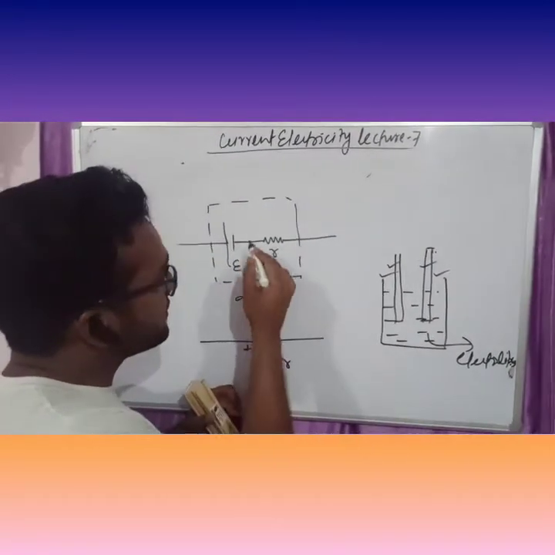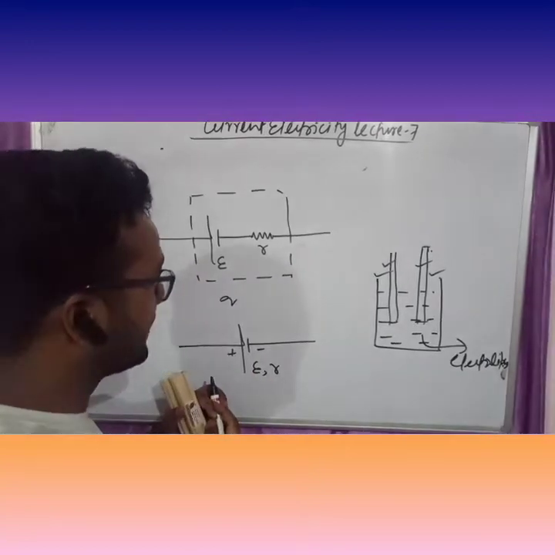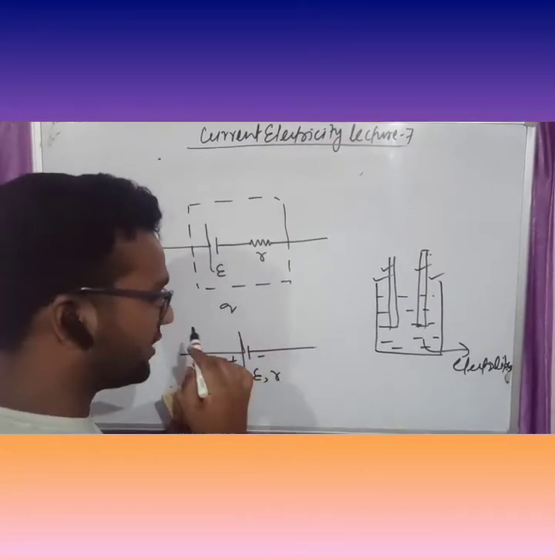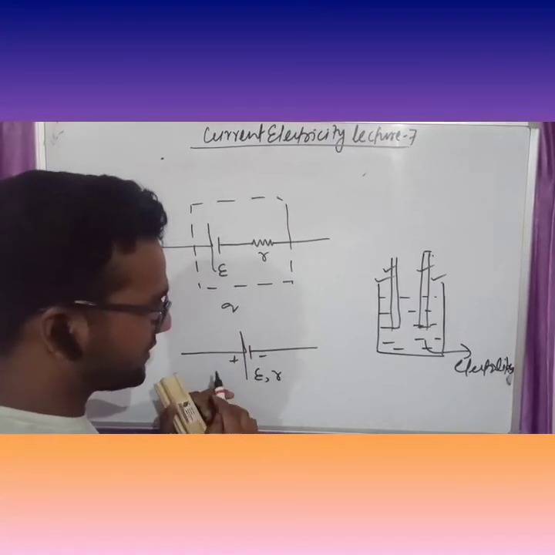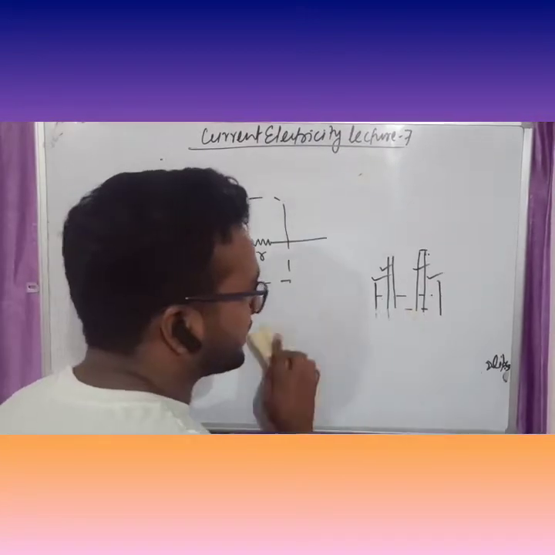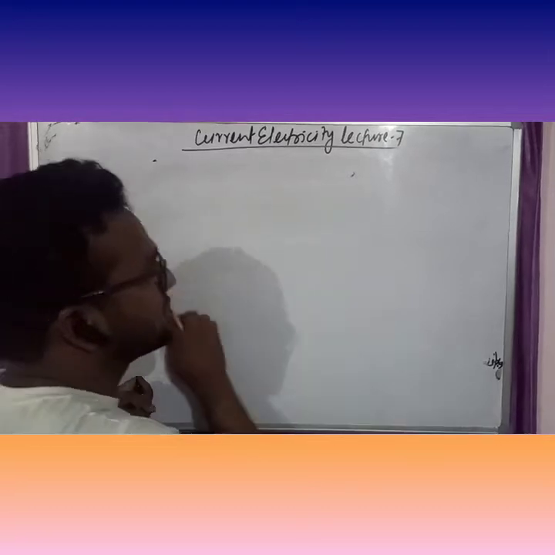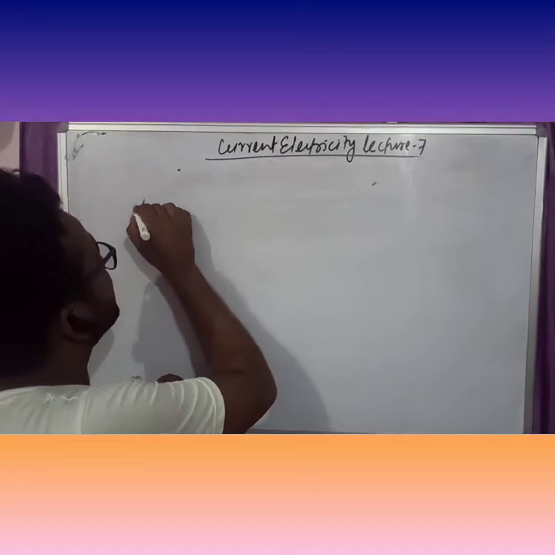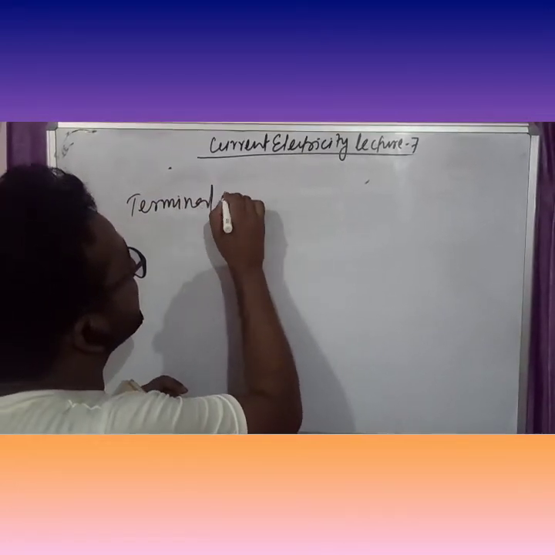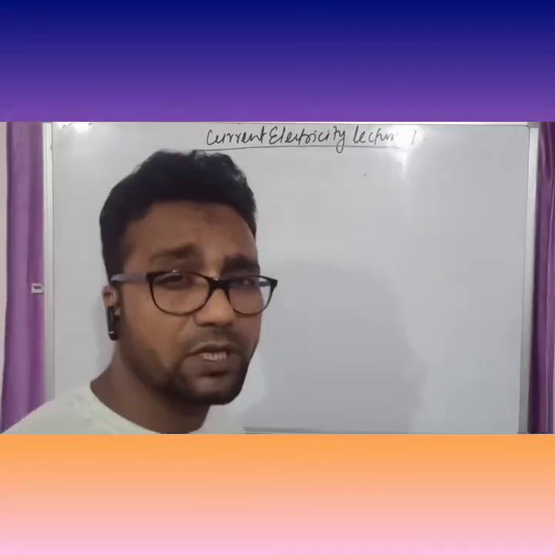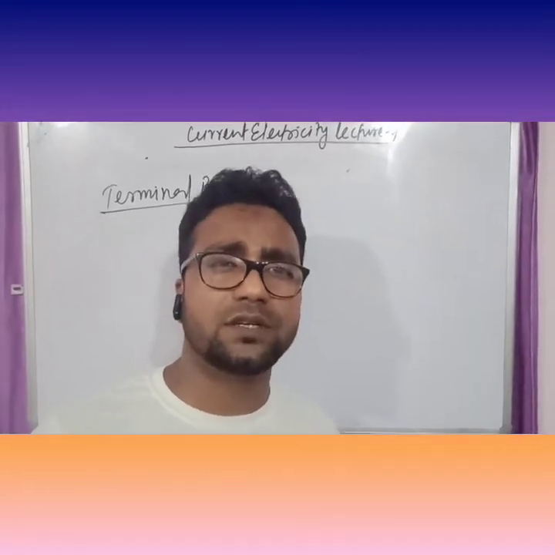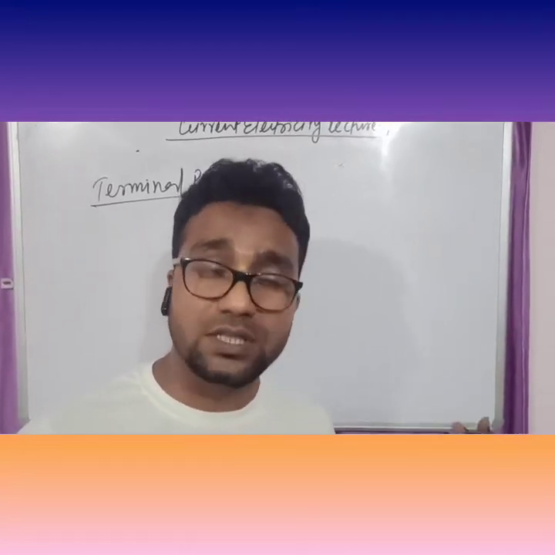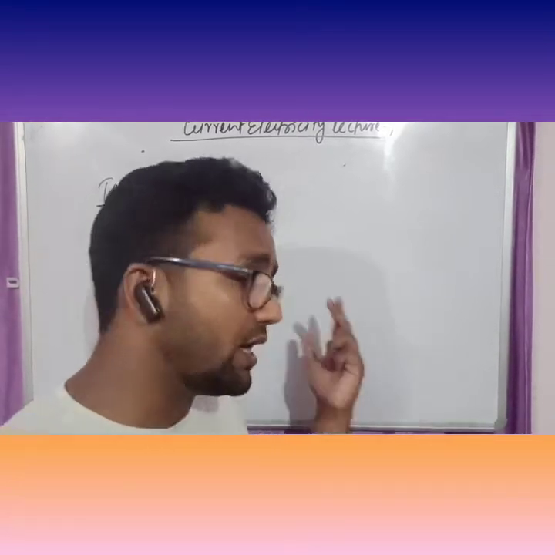Now simply, this is the symbol of a cell. Here E is for the EMF of the cell and r for the internal resistance of the cell, and here also we can write like this. Now we have some concept regarding terminal potential difference. What is terminal potential difference? It is also the potential difference of the two terminals of the cell when current is drawn from the cell, or simply we can say when the circuit is closed, as shown in the figure here.